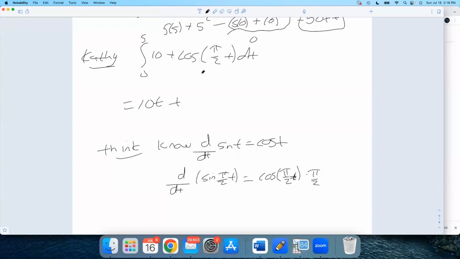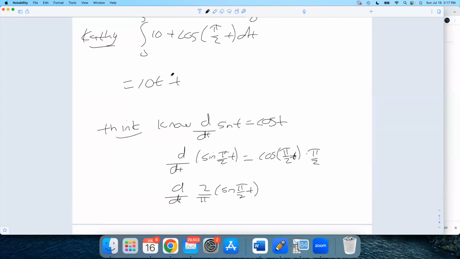But we're getting closer. Remember, I'm trying to go backwards. If I had this sitting right there, I would be done. I got this extra pi over 2. Well, what if I just multiply both sides here by 2 over pi? What is the derivative of 2 over pi times sine of pi over 2t? Remember, we're just trying to work backwards here. I want to figure out whose derivative would look exactly like this. And I think we've got it worked out here.